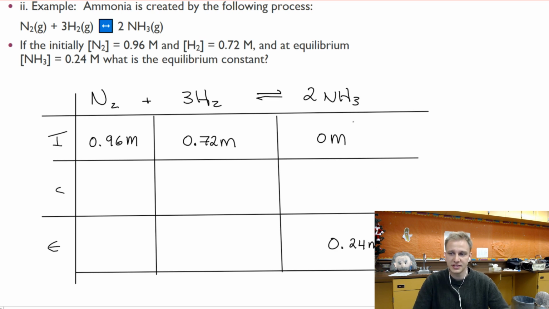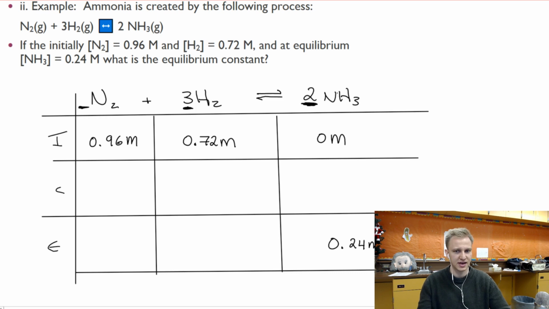We know that this NH3 went from 0 molarity to 0.24 molarity. And so what we need to fill in is this change column here. What I'm going to do is take this balancing coefficient of 2 and say, well, in order for this reaction to happen, I need 1 mole of N2, 3 moles of H2, and 2 moles of NH3.